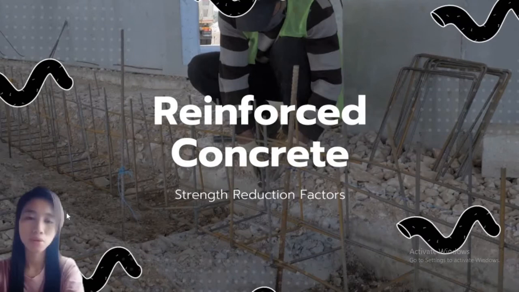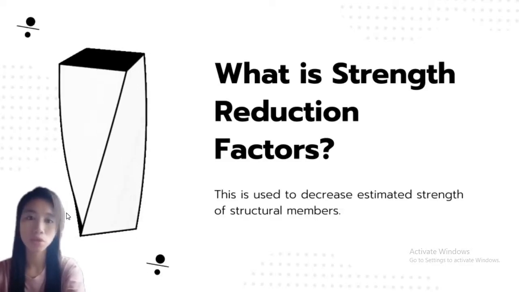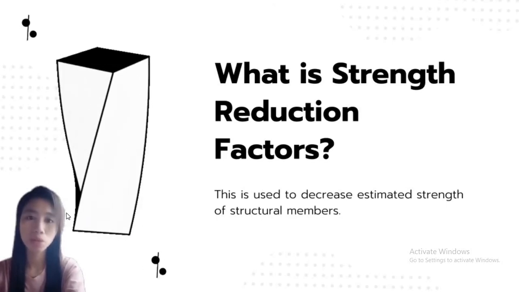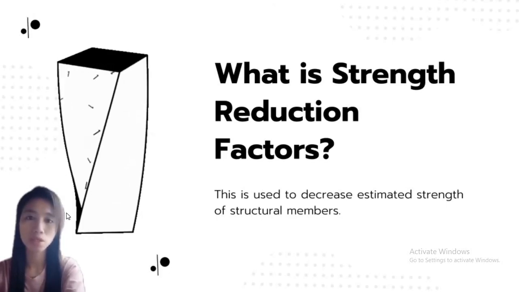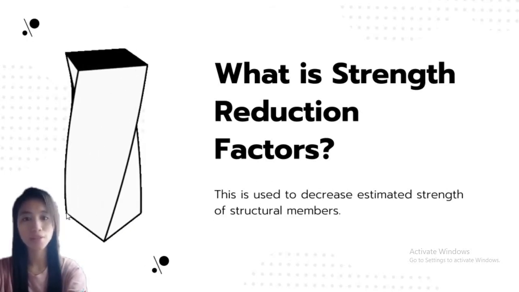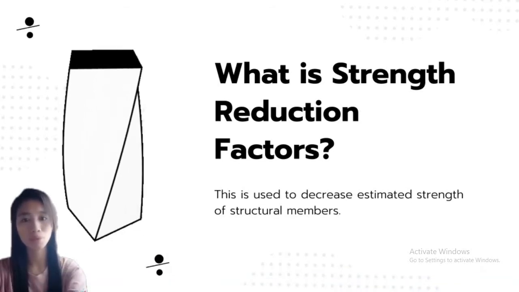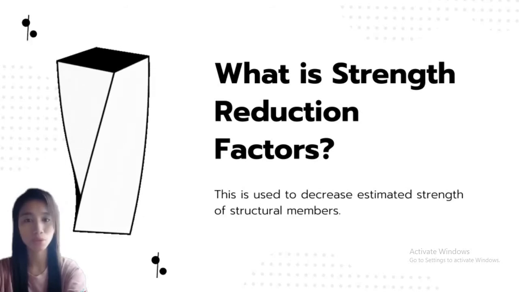So under reinforced concrete, ano yung strength reduction factors niya? Ito ay ginagamit in every engineering design. Ginagamit yun upang paliitin yung tinatansyang tibay ng mga structure o yung mga structural members. Pero ano ba yung different types of reduction factor?